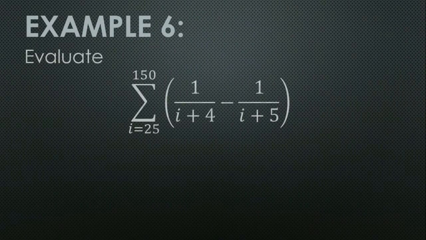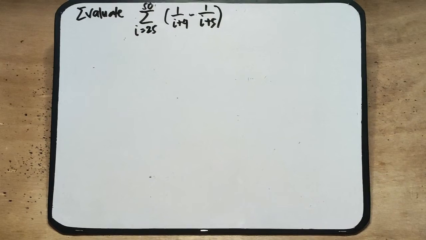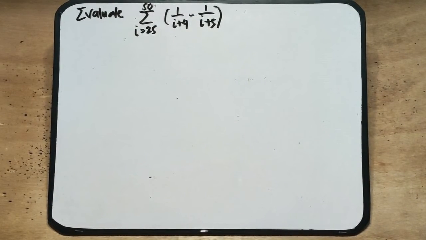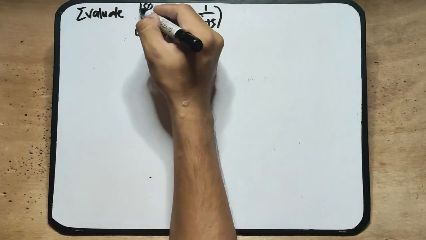Example number 6. Evaluate the summation of 1 all over I plus 4 minus 1 all over I plus 5 from 25 to 150. For the solution, watch this video. For this example, we evaluate the summation of 1 all over I plus 4 minus 1 all over I plus 5 from 25 to 150.